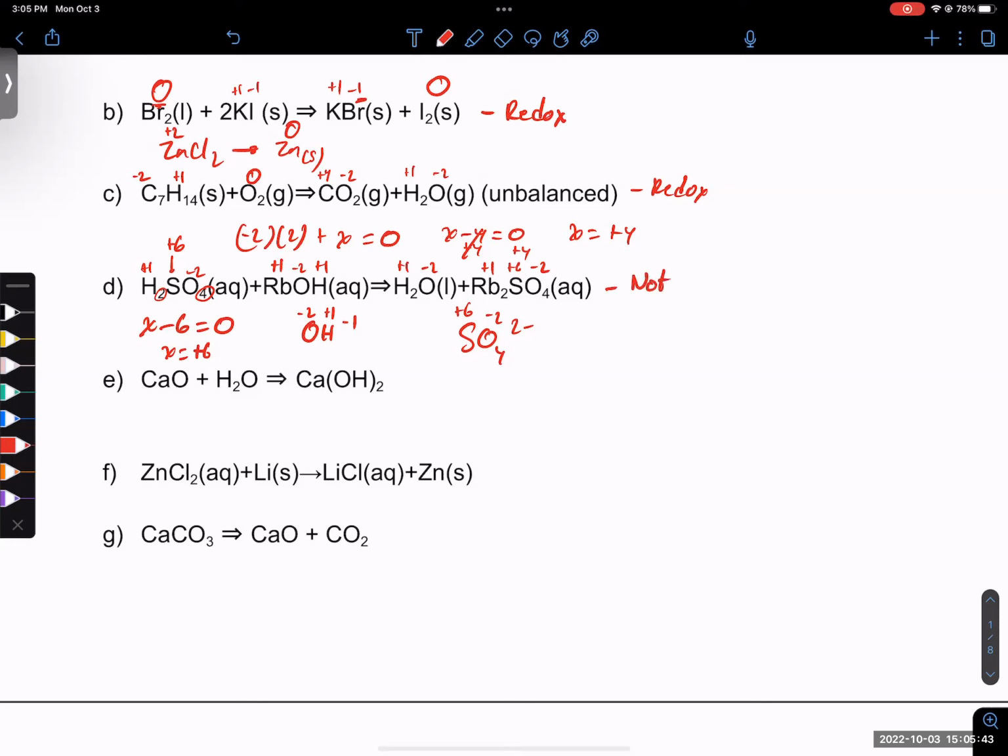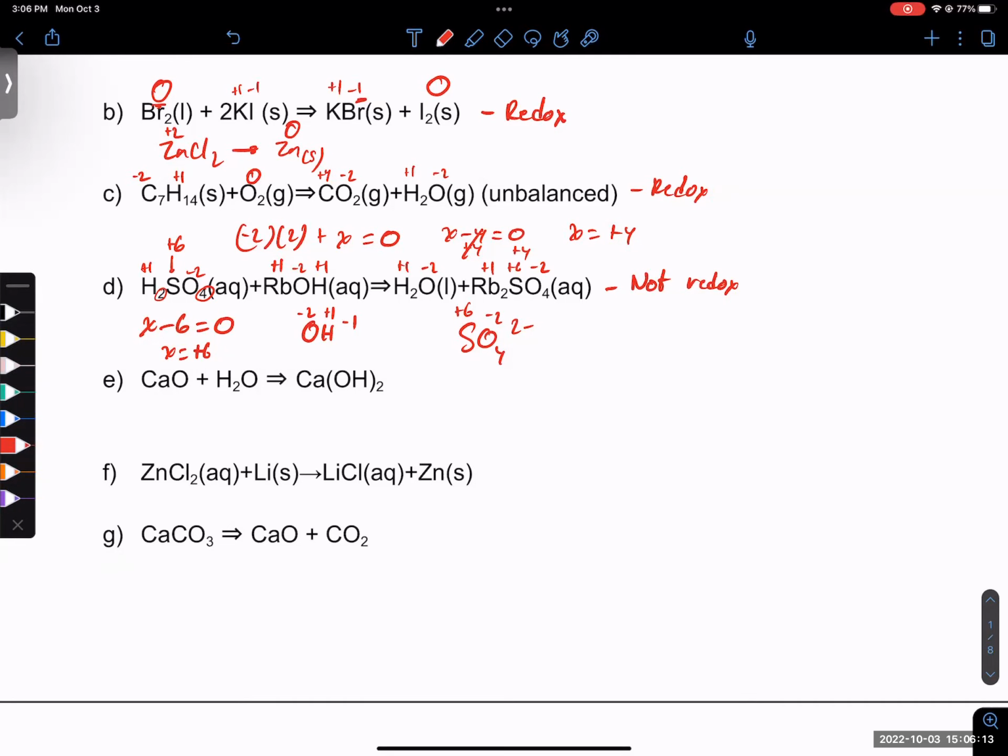So not redox. And a general rule is that acid-base reactions are the transfer of protons, and that transfer of protons does not involve the transfer of electrons. In these acid-base reactions, your acid is donating a proton to the base. So therefore, these acid-base reactions are not redox reactions. So that's a general rule.